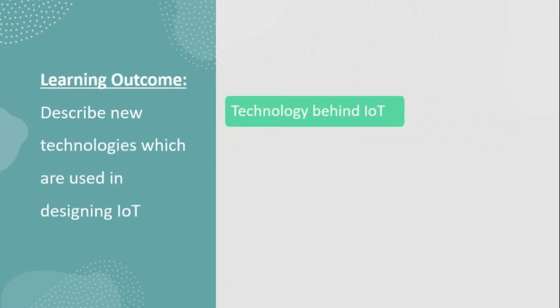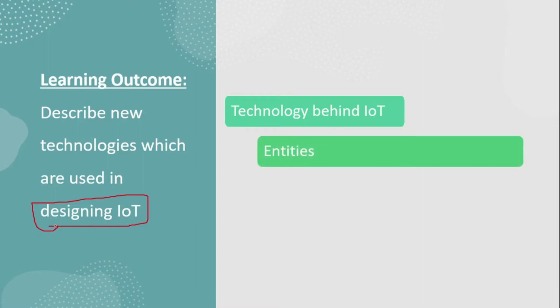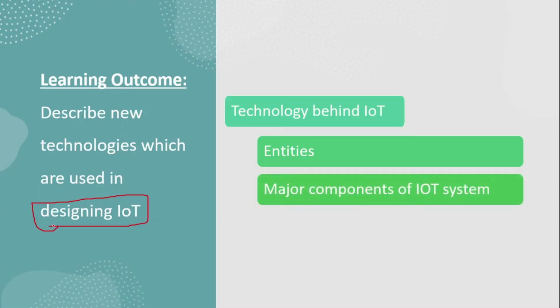So what is the learning outcome of this topic? Here we will describe the technologies which are used in designing the IoT. So what are the different technologies? Let's see that. First one, we will discuss the entities of IoT. Second one, we will discuss the major components of IoT system. So these are the two topics under the technology behind IoT.